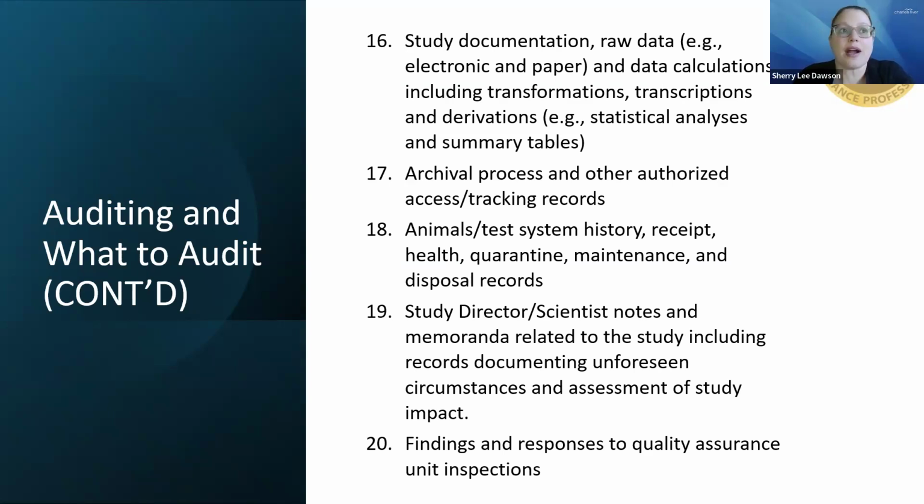archival process and other authorized access tracking records, animal test system history, receipt, health, quarantine, maintenance, and disposal records, study director, scientist notes and memoranda related to the study, including records documenting unforeseen circumstances, an assessment of study impact, and finding and responses to quality assurance inspections. So basically this module is about primarily your data and your reports and confirming all of the requirements from your study plan or protocol.